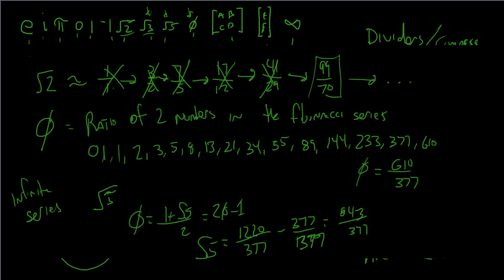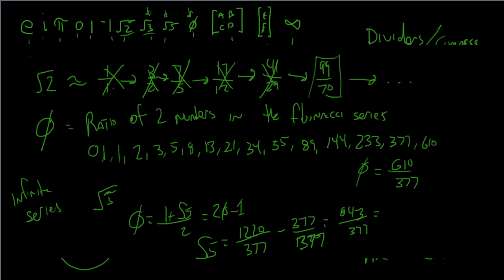610 over 377, in fact, is phi. Phi equals 1 plus the square root of 5 over 2. It's the average of 1 and the square root of 5, as you saw from the geometry. 2 phi minus 1 equals the square root of 5. The square root of 5 is 2 times 610, which is 1220 over 377, minus 377 over 377. Oh, this actually probably is correct. The square root of 5 is more than 2, less than 3.